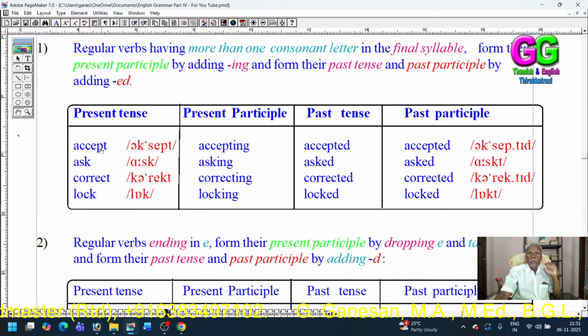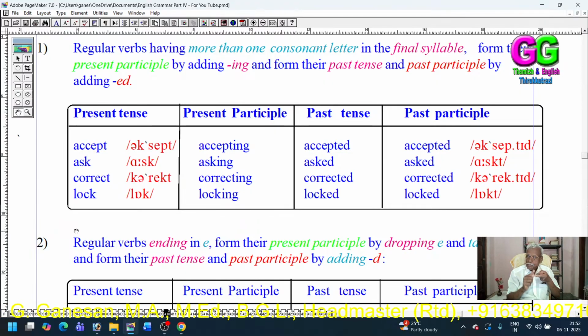Here there are two consonants at the final syllable: pt, sk, ct, ck. In these four regular verbs there are two consonant letters. So these kinds of regular verbs form their present participle by adding ing, and by adding ed to form past tense and past participle.